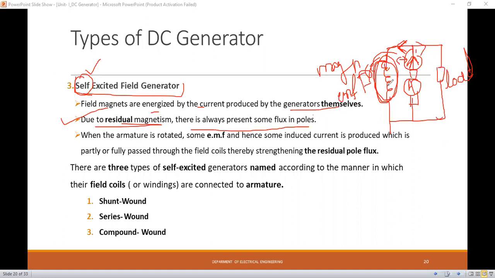And this current will set up some flux in the field winding. Once the flux is set up, then the generator will start generating some energy, or some power.